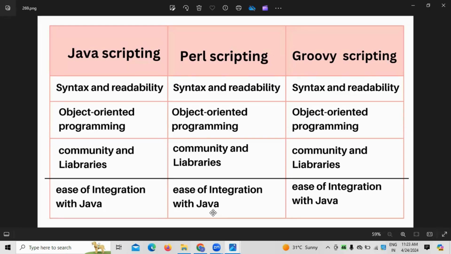Understood? Clear, right? Karthik, right? Yes, sir. Yeah, tell me. You are asking something. Please go ahead, Karthik.